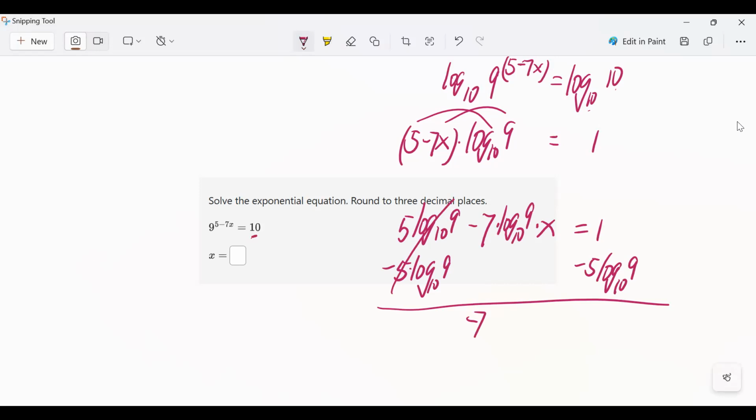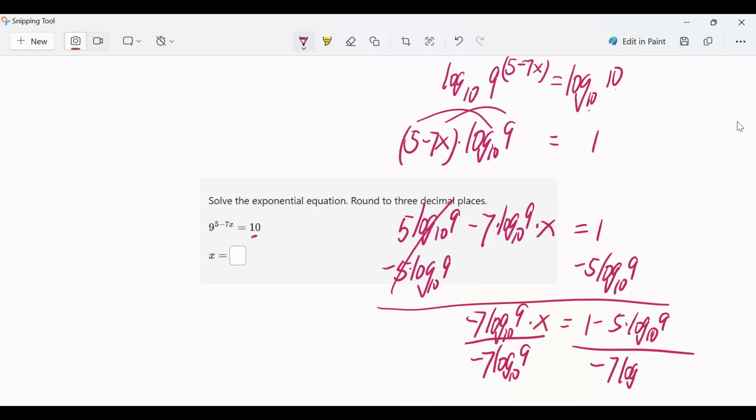Now we get minus 7 log 10 times x equal to 1 minus 5 times log 10, and divide both sides of the equation by minus 7 log 10. So we simplify a little bit, now we get the result 7 log 10, just cancel the common factor in front, and then simplify this, right? Just multiply by -1 here and then -1 on the bottom.